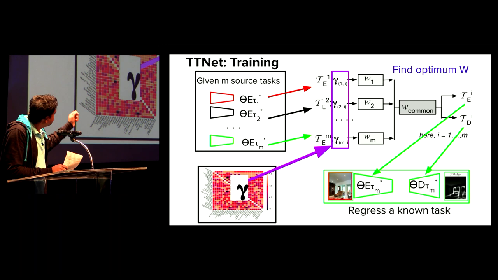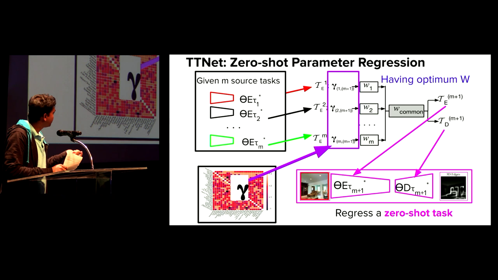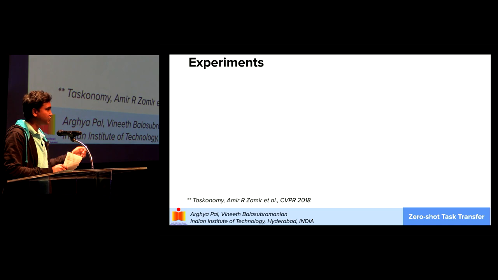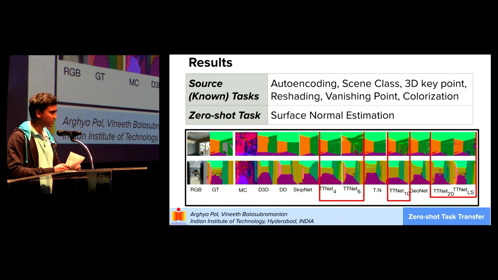At the training phase, given all source tasks, we try to regress the known task. In that way, we learn the parameters of that meta function. At testing time, given the same thing, we try to regress the zero-shot task. So we took the Taskonomy data, which is well-known data, and we took six source tasks to predict unknown, zero-shot tasks. Those are the results.